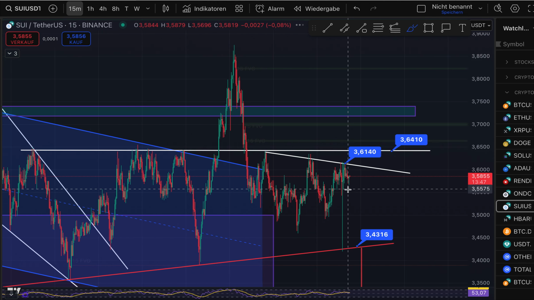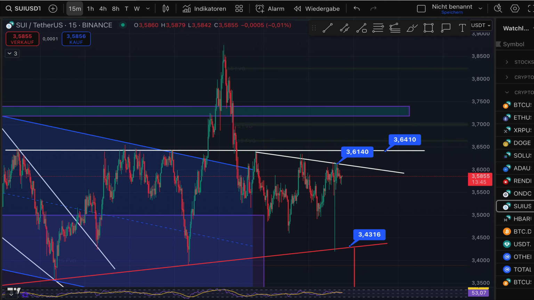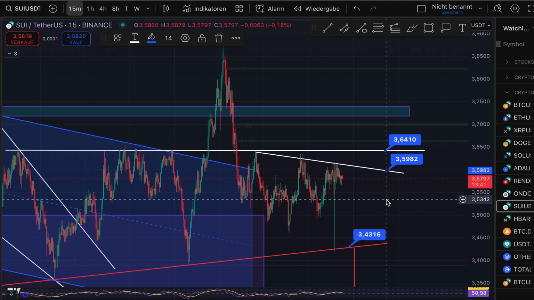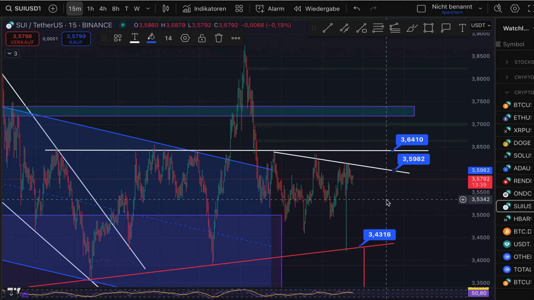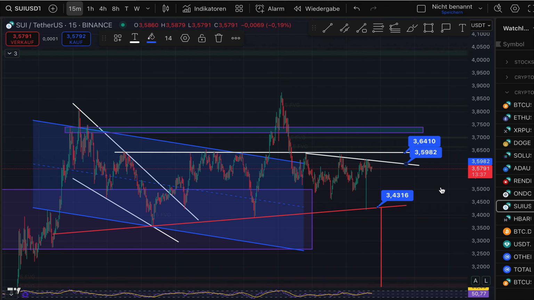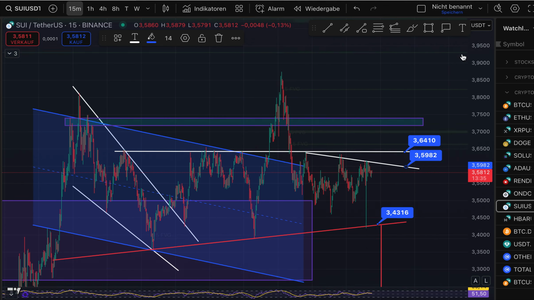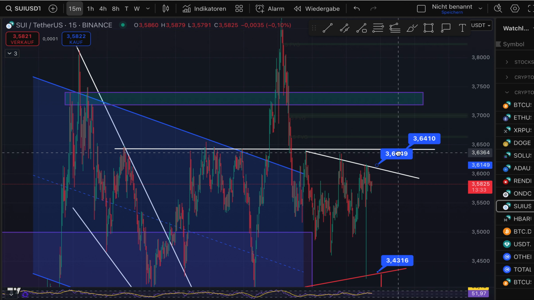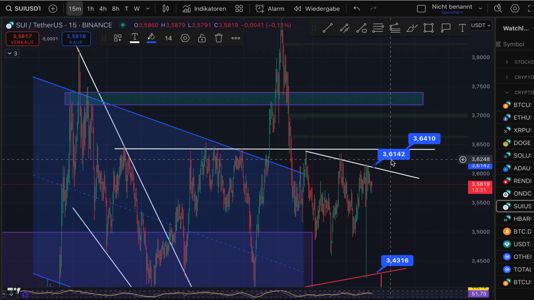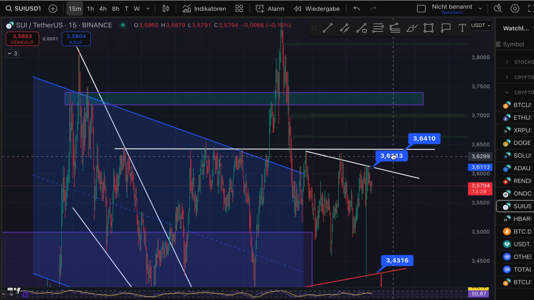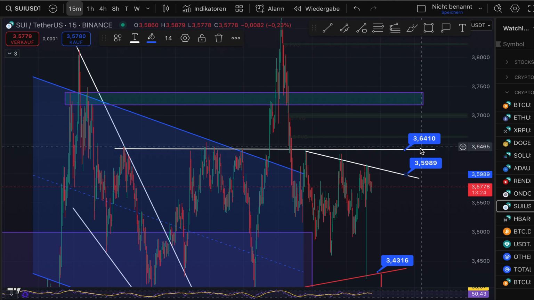So what about SUI? For SUI, I think it's getting closer and closer. Yeah, we are soon getting, in my view, a decision. If we break the $3.61 to the upside, which is this white trend line, then we can meet the $3.64 again.